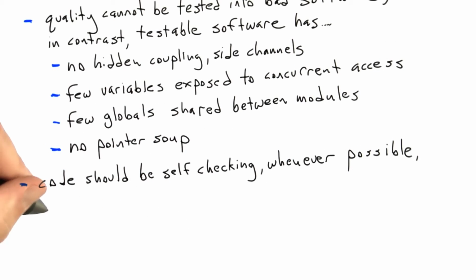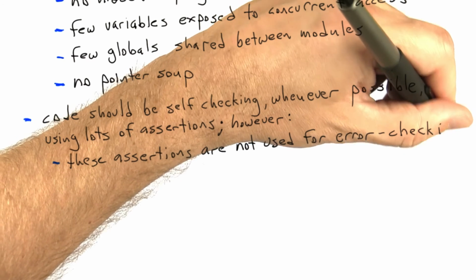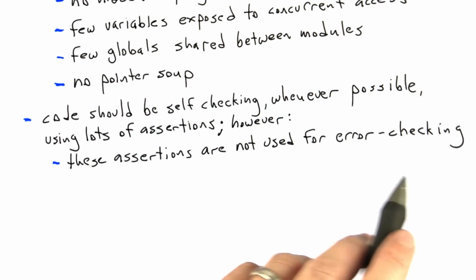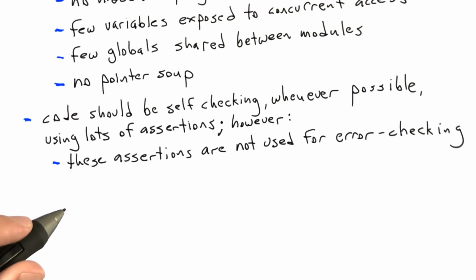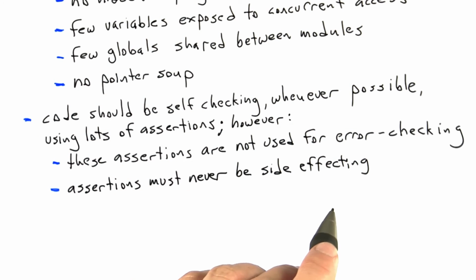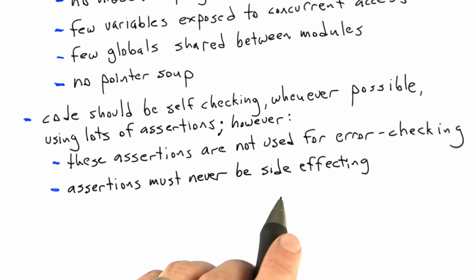Code should be self-checking whenever possible, using plenty of assertions. However, these assertions are never used for error checking. Rather, they're used to check for logically impossible conditions that imply some sort of an internal consistency violation. Assertions must never be side-effecting, because if they are, and you turn them off, the system behavior will change, and this leads to madness among developers.